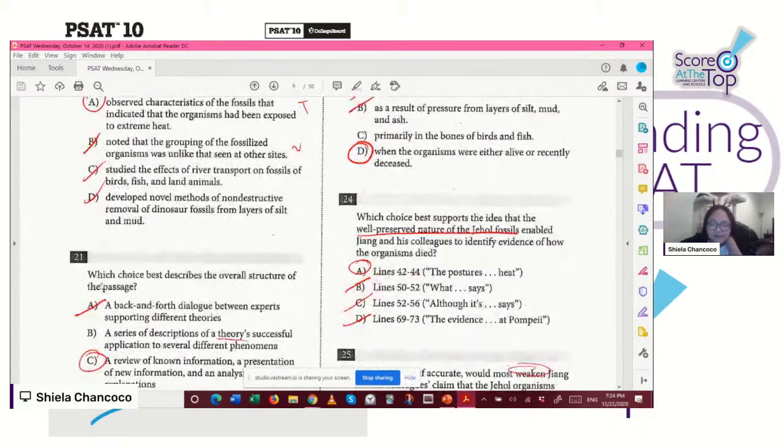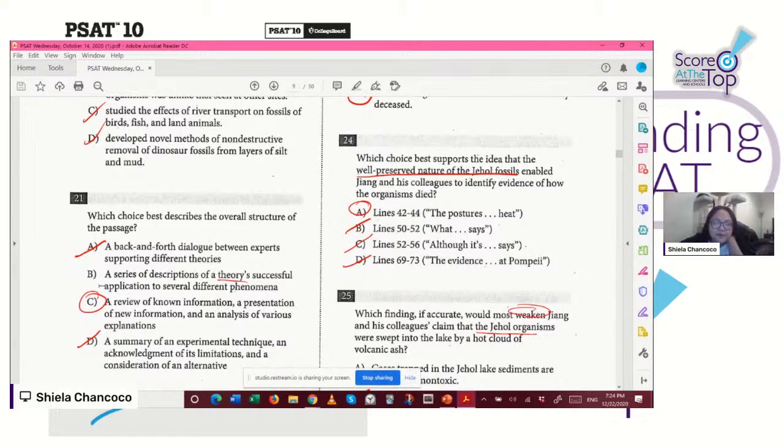Okay? So let's move on to 21. Which choice best describes the overall structure of the passage? This one is talking about the overall structure, so I would say do this one last because it is talking about the passage as a whole. You've only pre-read two of the paragraphs. Unless you understood the passage like the back of your hand, then try to answer this question. But if not, wait till you've read and reread a little bit more to be able to answer this. But the answer for this one is C, a review of known information.